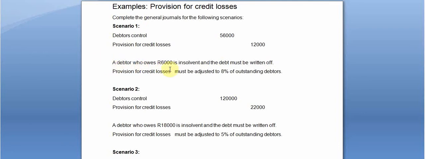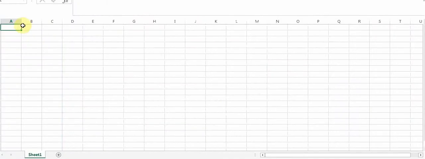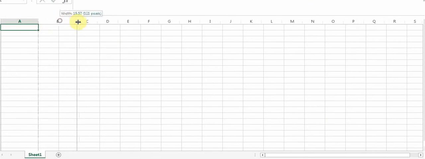Then they give you a little bit more information, and they say a debtor who owes you 6,000 Rand is insolvent and the debt must be written off. Provision for credit losses is adjusted to 8% of the outstanding debtors. Alright, if I just look at this first one, how will I go about it? What makes this easy is that there's actually a fixed format in which you can calculate these provisions. I'm just opening another Excel spreadsheet to show you, but it's as simple as this.